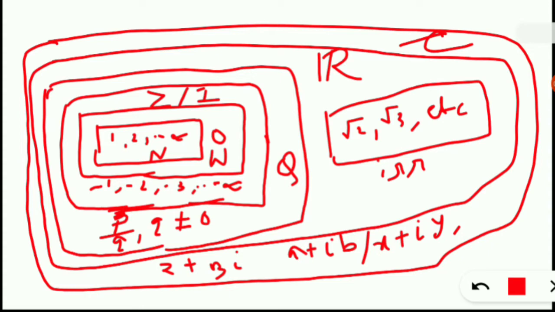So first one is natural numbers, next whole numbers, next integers, after that rational numbers, and separately irrational numbers. Real numbers contain both rational and irrational. Okay, and after that the last one is complex numbers, which contain the real numbers and the numbers which are of the form 2 plus 3i, or a plus ib, or x plus iy. So the last one is complex numbers, and this is your chapter, this is your topic, complex numbers. Clear?